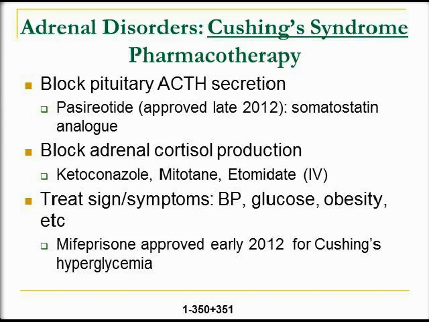So more commonly, we're going to start to block cortisol production. Ketoconazole is an antifungal, but it also can block cortisol production of the adrenal gland, as well as mitotane, and in worst case scenarios, in the inpatient setting, etomidate. But if they have high blood pressure, try to control the high blood pressure. If they have high sugars, try to control the sugars. RU486 was actually approved about this time last year for control of Cushing's hyperglycemia. So it actually has multi-uses at this point.